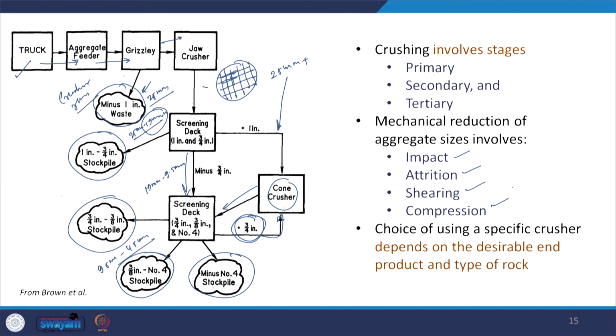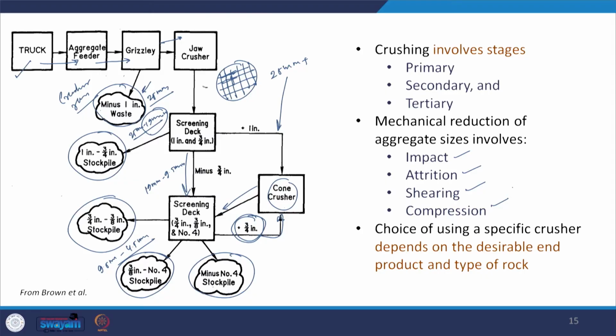When I say desirable product, some of the crushers have better control on the final shape of the aggregates. For example, a cone crusher has better control in producing angular aggregates. So, if I desire angular aggregates, then I will employ a cone crusher. Likewise, we can have various other factors depending on which the crusher can be appropriately chosen.